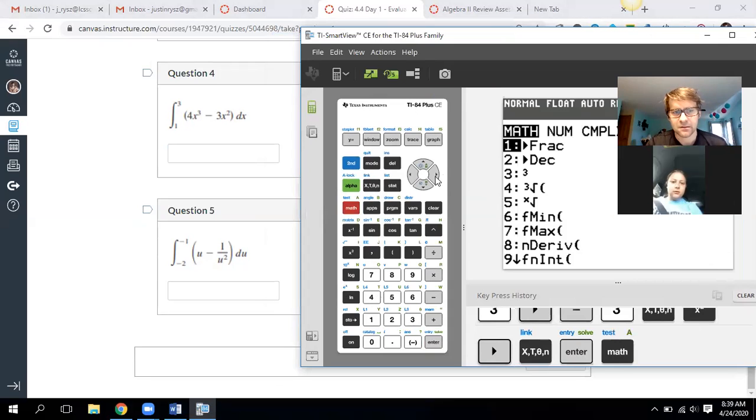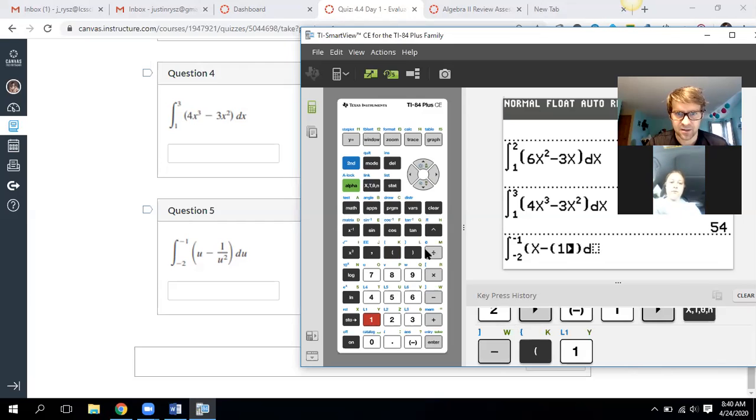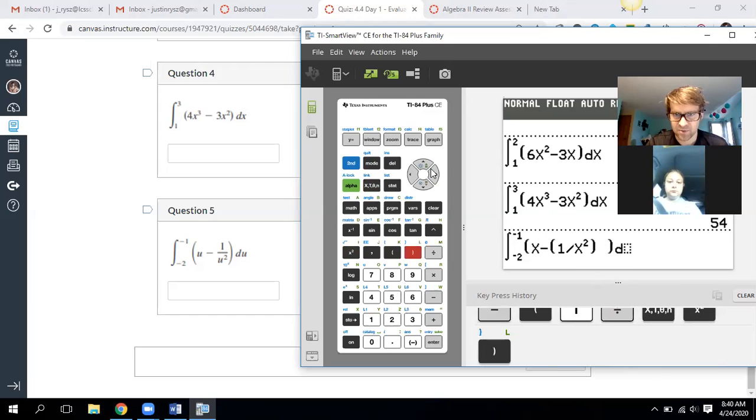Math 9. We go from -2 to -1. All right, so here we got to get a little careful typing this in. We got x minus, and then I'm going to put this in parentheses. So 1 divided by x squared. Close that parenthesis, close the whole parenthesis. That's the whole problem, dx. We might get an error here.